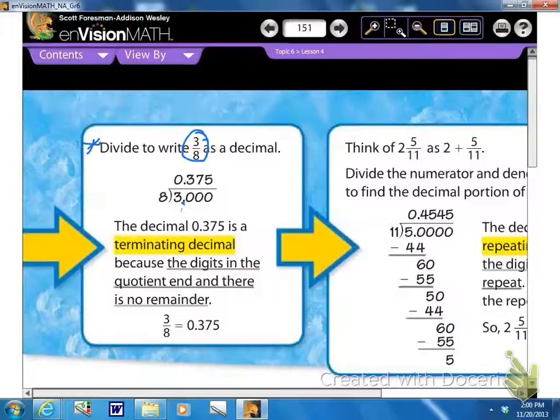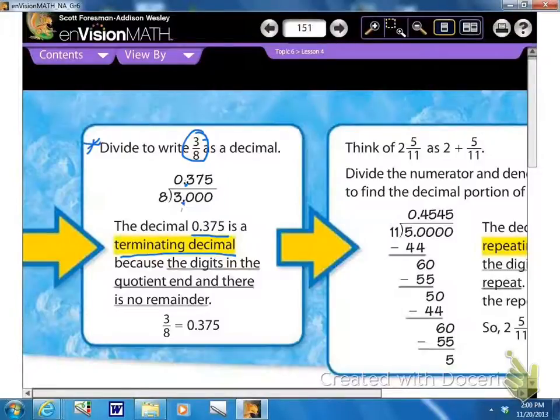And they do the math. 8 goes into 30 3 times, which would give you your 24. And you can work it out. They don't show the math here, but they get the answer 0.375, or 375 thousandths. So the decimal 375 thousandths is what they call a terminating decimal.